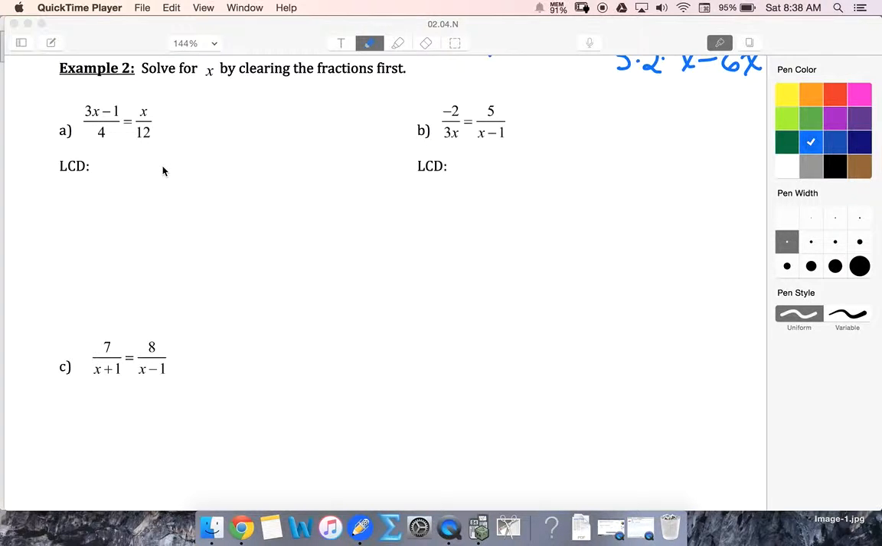And the reason that we're only using the solve by clearing fractions first is because already I have just one fraction on both sides. So I'm going to do these first two examples by clearing the fractions first, and then I'm going to do this example. We're going to solve by cross-multiplying.